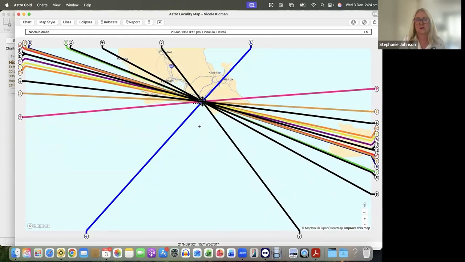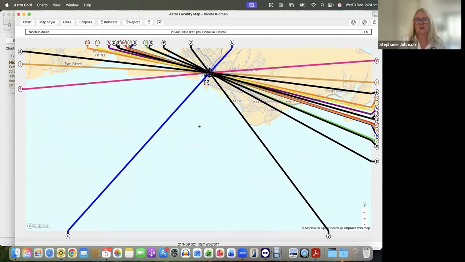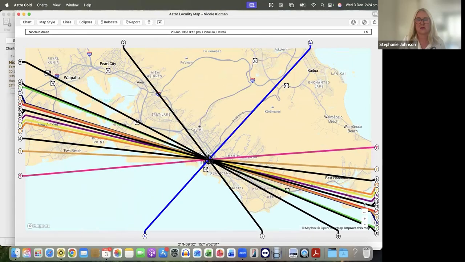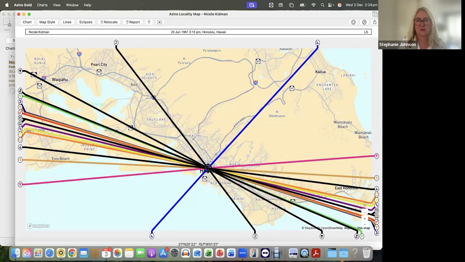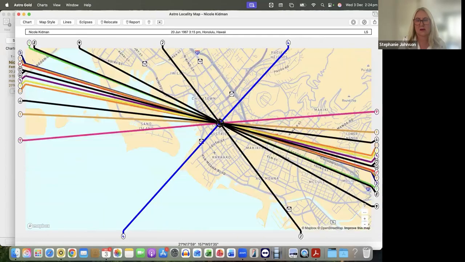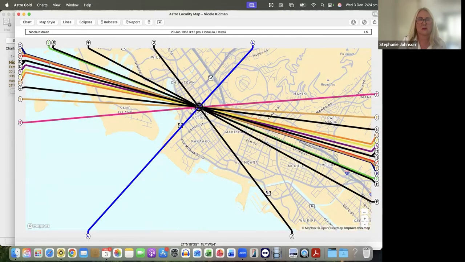Let's have a look. Wow, look at this on AstroCart on this new mapping season. I hope you're all as excited as I am by this. So we can really hone into your street and look at here. We follow the sun line for the local space.